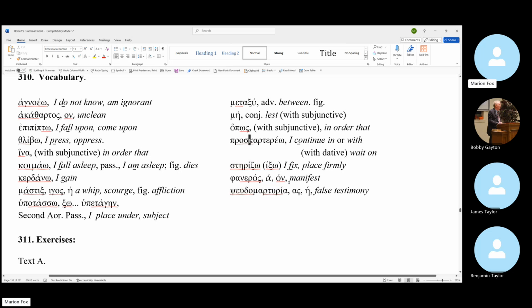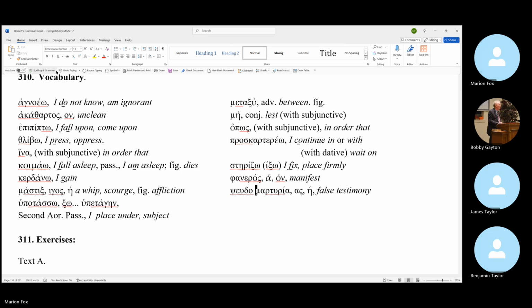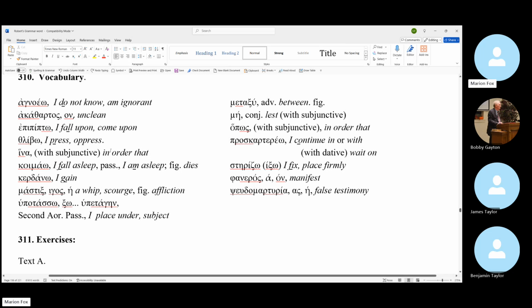Poneros, manifest, it's clear. And let's break this up into two words. Pseudomartyria. Martyria is testimony. Pseudo is false. So that's false testimony, okay? A lying testimony, lying witness, we would call them. Does that help with the question on vocabulary words?